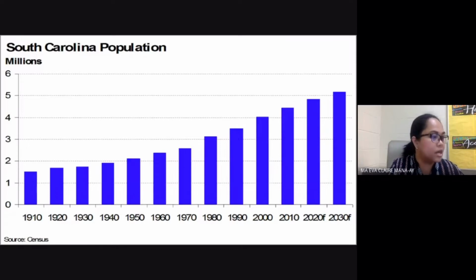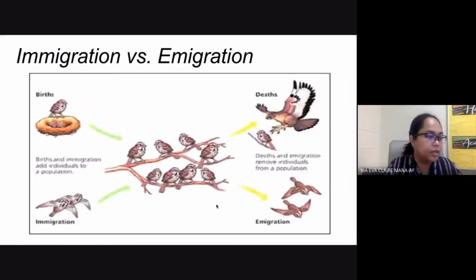Jason here said migration. That's correct. Any other answer, people? Migration, of course, means people coming into the state. It might be from another country or it might even be from another state. So that's correct. Now here, before, I told you births and deaths were just the basis of growth rate.